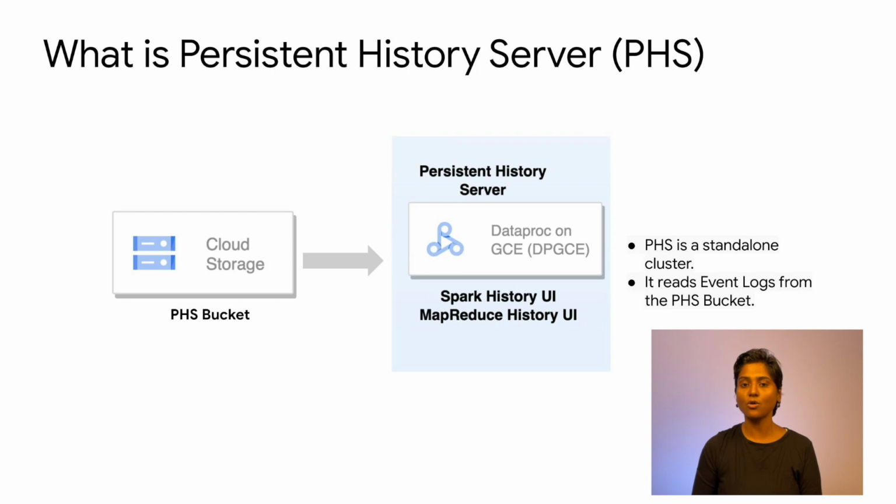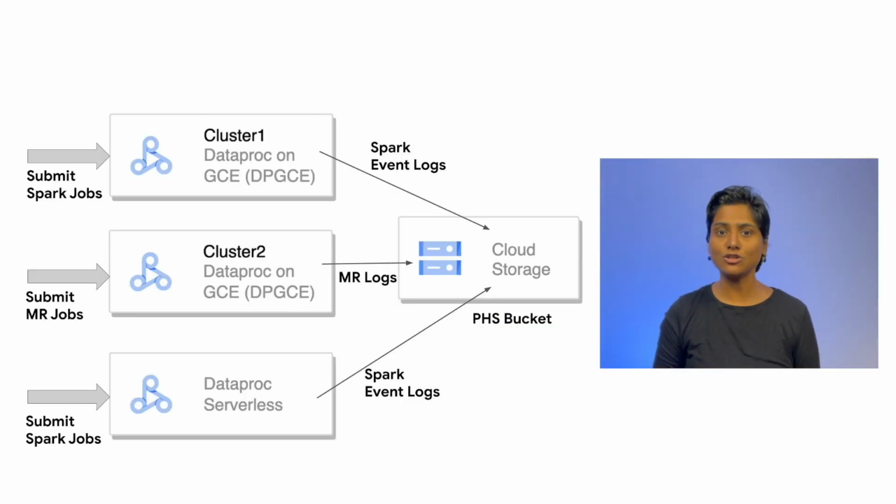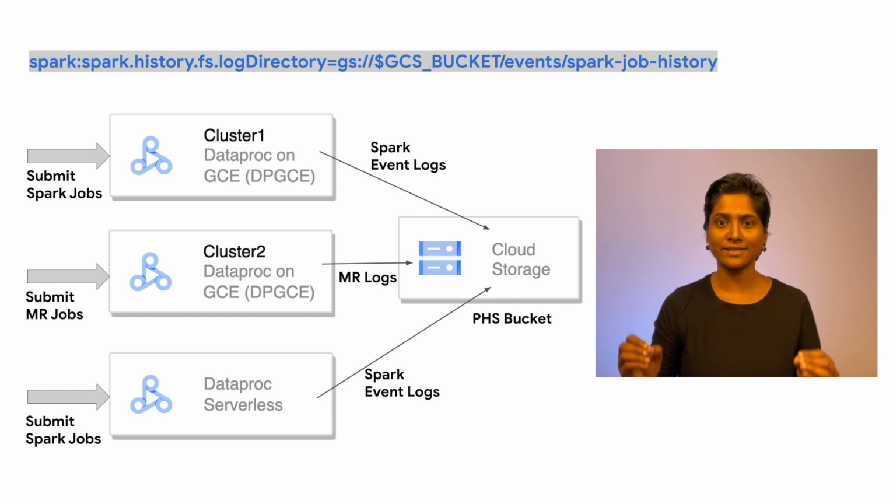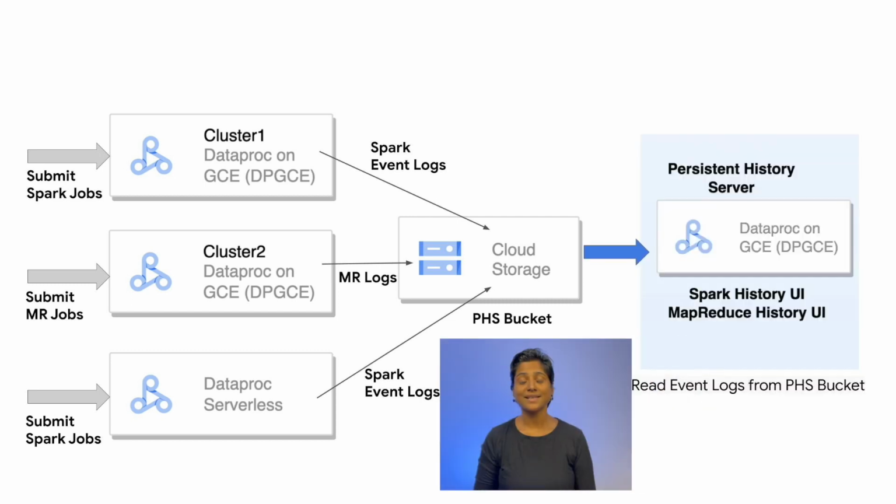Let us see how to configure a persistent history server. Step 1. You need to create the persistent history server Google Cloud Storage bucket in advance. Step 2. Configure the logging directory property when creating ephemeral clusters or serverless Spark batch jobs. This is the directory in the persistent history server GCS bucket to store the event logs. So far, we have a persistent history server Google Cloud Storage bucket created and configured the clusters to write the logs to that bucket.